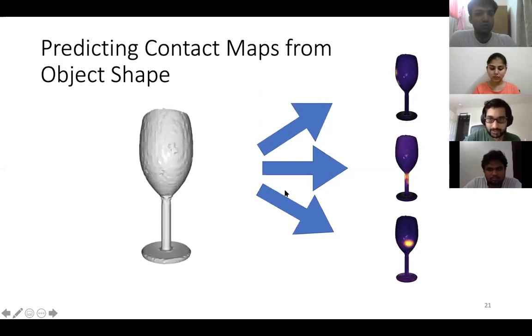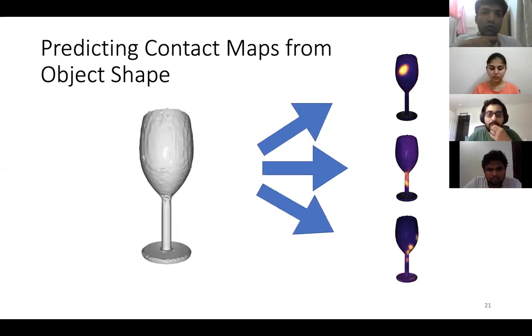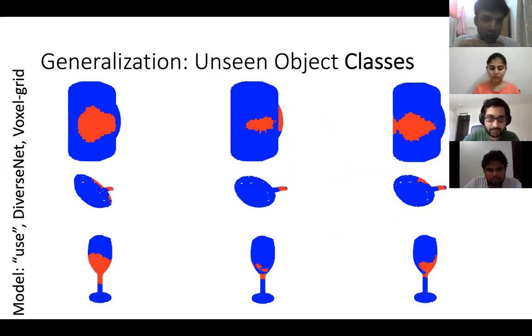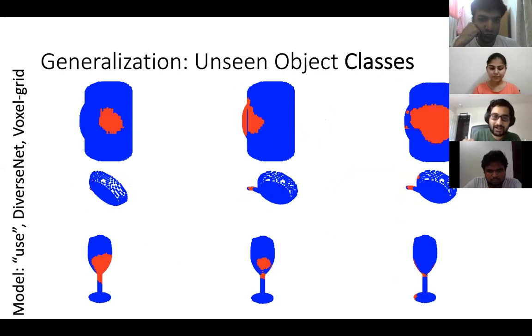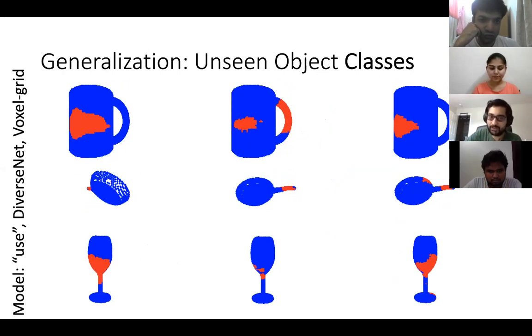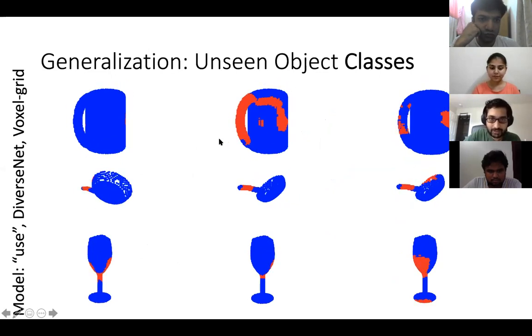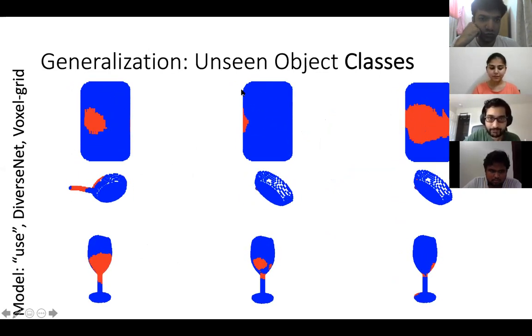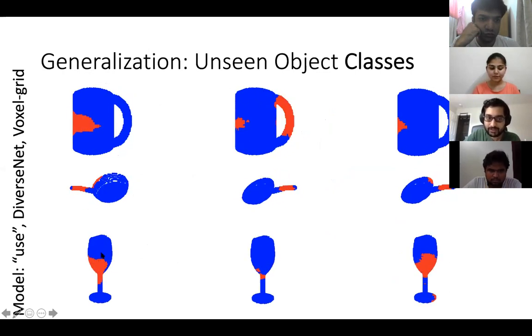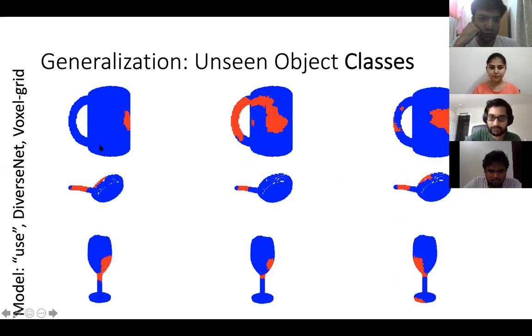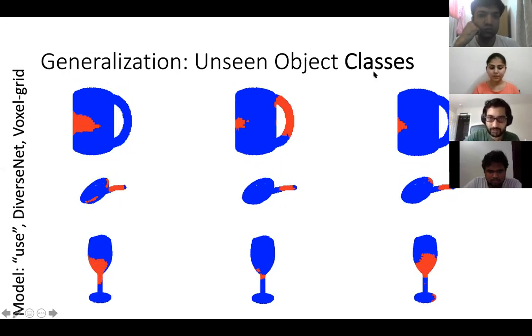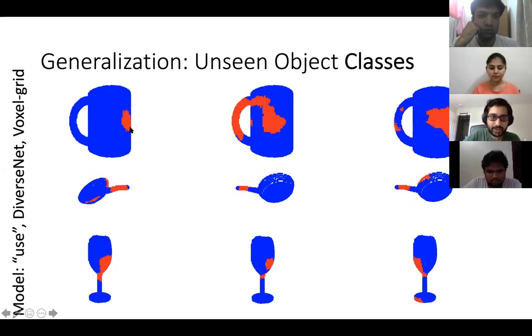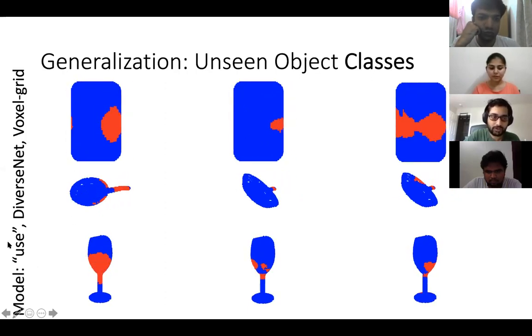In the interest of time, I will skip the actual method, but you can refer to the paper. Here I'm just showing you some results, mainly to highlight that this is a hard task, and the results actually do not look very good, but you can see that it captures the overall gist. These are objects that it has never seen before. It was trained on a few sets of objects, and then this mug, pan, and wine glass, it has never seen before, and it's trying to predict the contact for using the object.